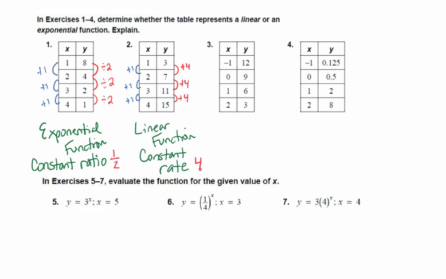Let's take a look at number 3 and number 4. I'm going to have you do these ones on your own. So go ahead and push pause and do 3 and 4, and then when you're done, push play, and let's see if you were right.